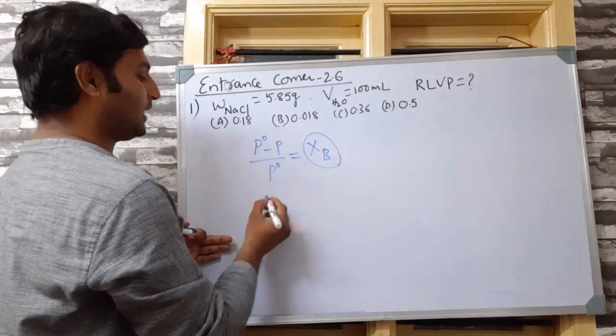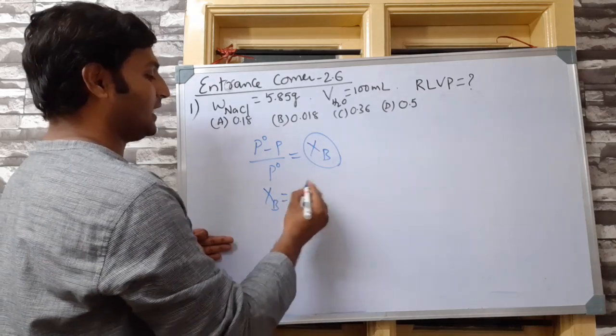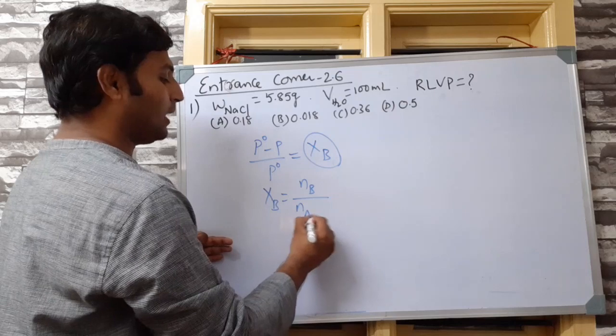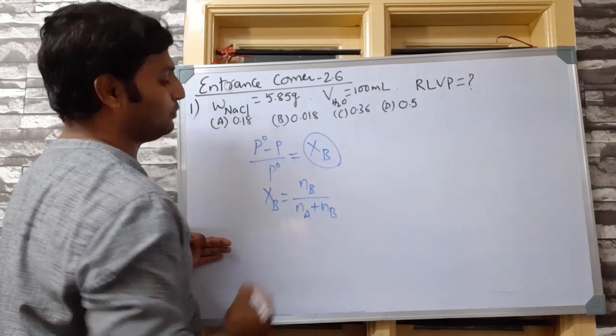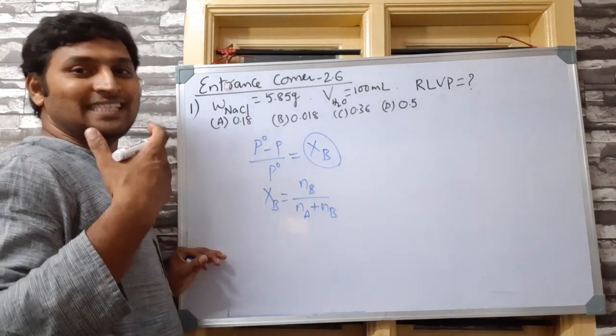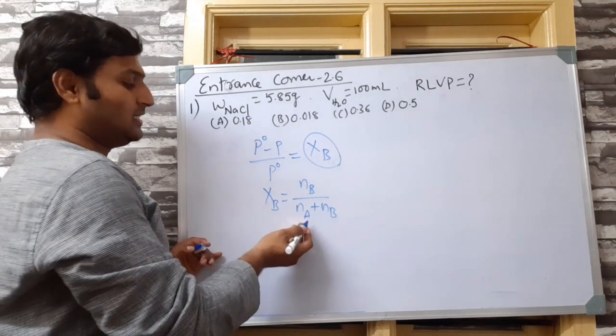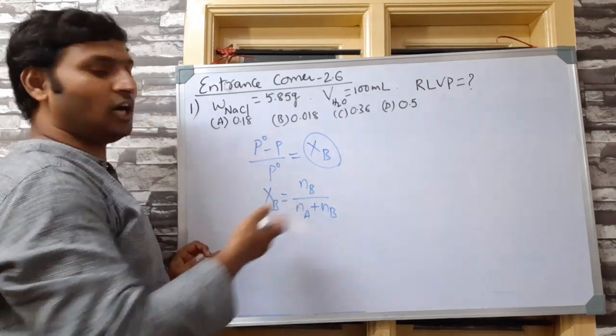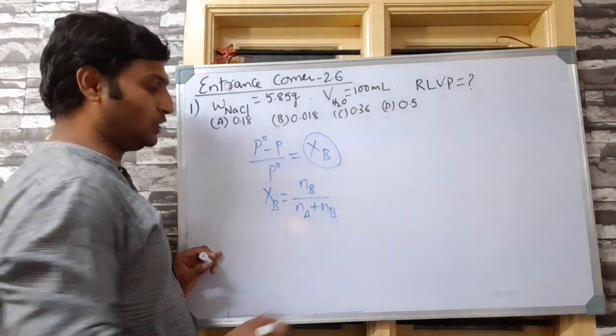Now to find mole fraction, you know very well mole fraction XB is equal to number of moles of solute Nb divided by number of moles of solvent Na plus number of moles of solute Nb. Since we take dilute solutions, Nb in the denominator is negligible, you know that. But even with or without that, you can solve this problem, not an issue.